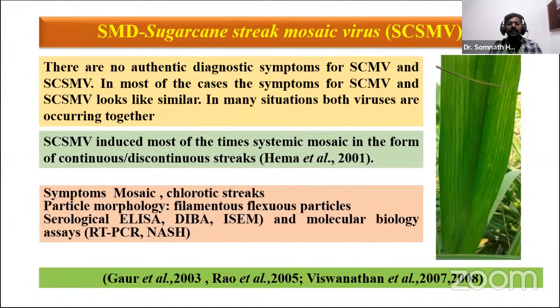Another important one is sugarcane streak mosaic virus. These are the symptoms. You can see the streaks on the leaves, which are caused by sugarcane streak mosaic virus. This belongs to the Poacevirus genus.